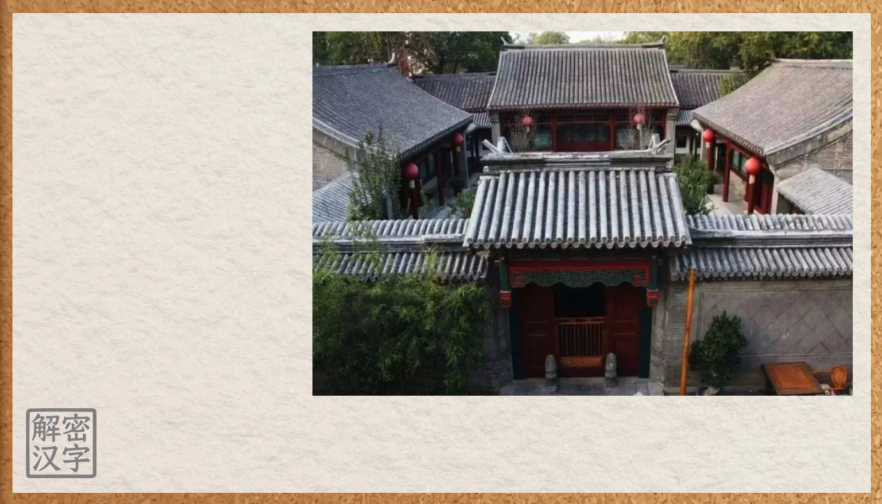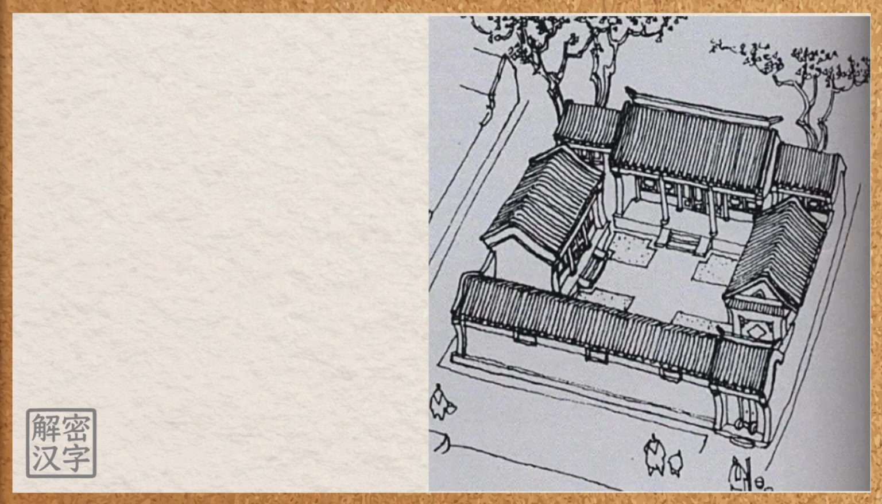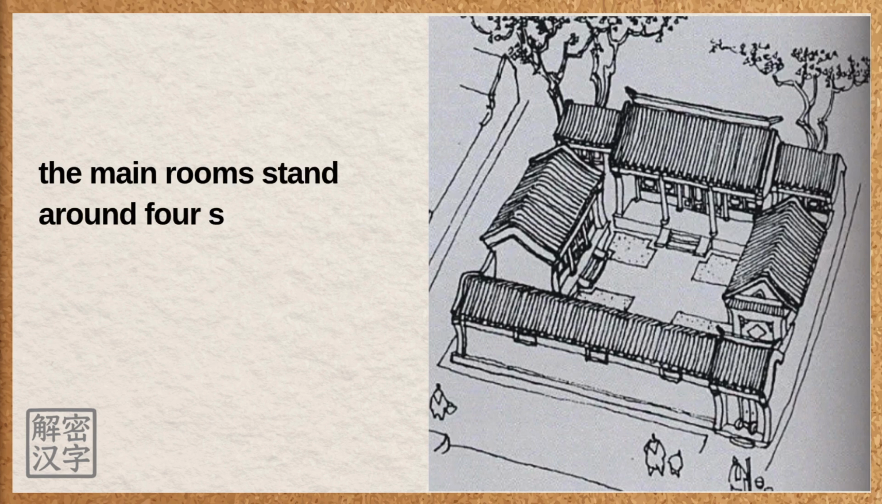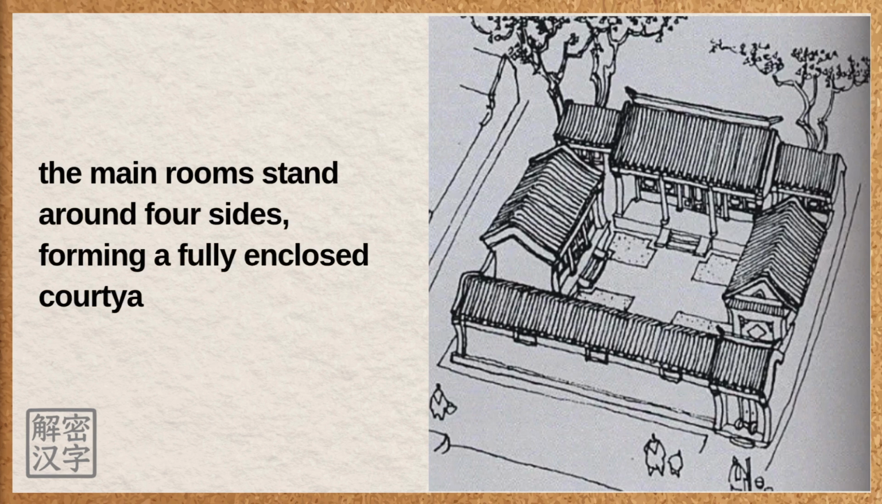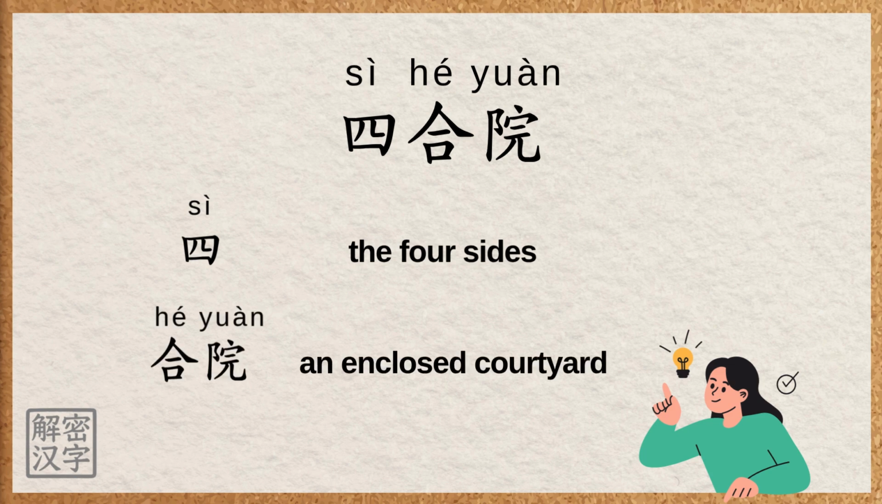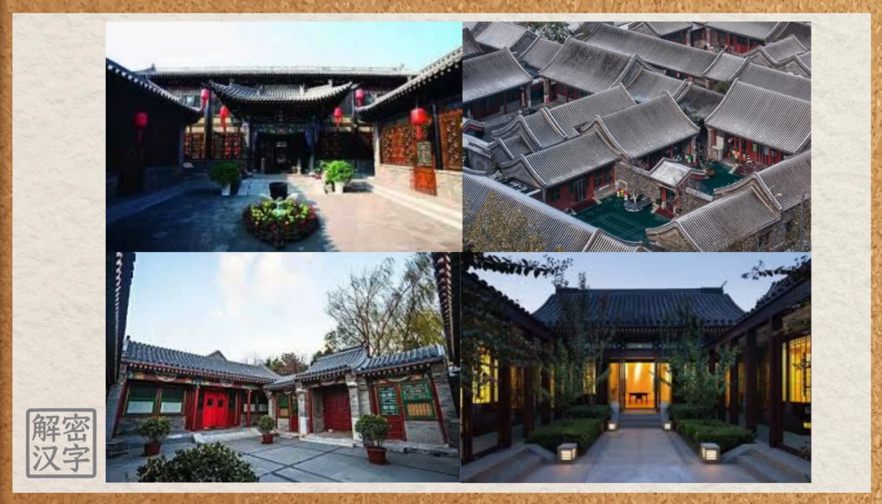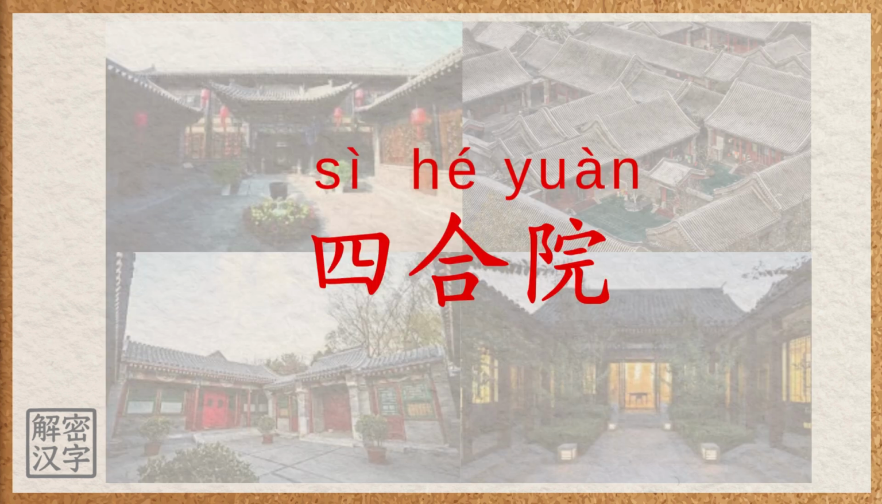Here's something interesting. If you travel to Beijing, China, you'll often see this traditional style of Chinese house. It's a classic type of residence called a 四合院. The name comes from its structure. The main rooms stand around 4 sides, forming a fully enclosed courtyard in the center. Here, 四 refers to the 4 sides, and 合院 means an enclosed courtyard. So the next time you see a building with a similar layout, you can still call it a 四合院.